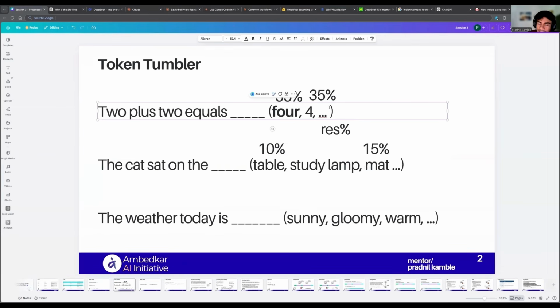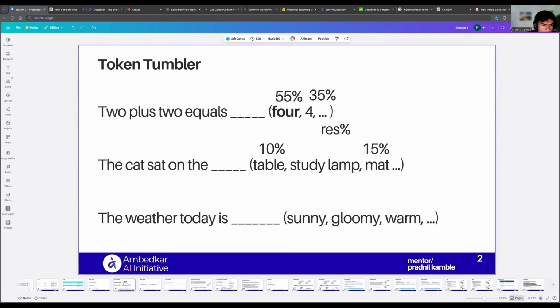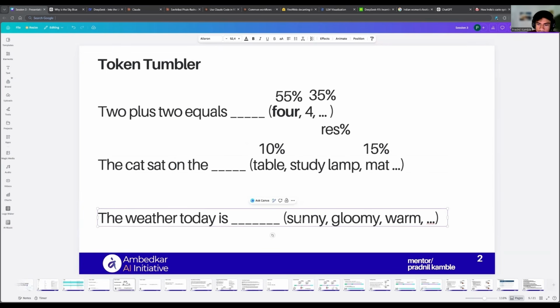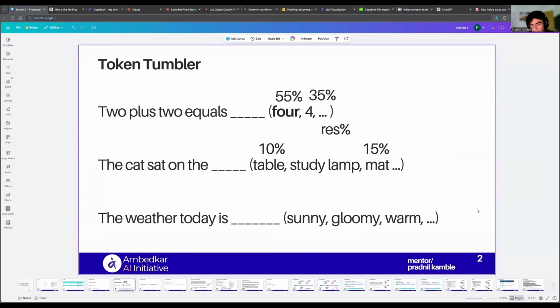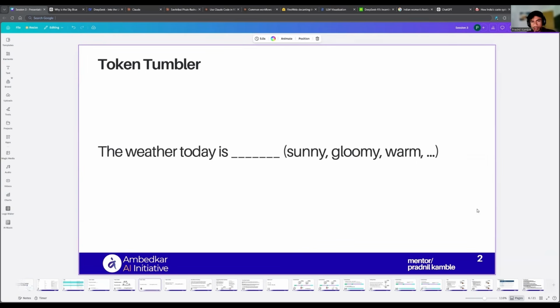In this case, it was slightly easy for me to figure out that there is a 55% likelihood that the higher probability is that someone might be, the prediction or the thing that really goes here is 4. But here I'm not sure. Similarly, here I'm not sure. I'm not sure if it's sunny, gloomy, warm, or whatever, right? But let's move to this question so that we understand how we can be more and more sure about what would be the next word in this particular sentence, right?